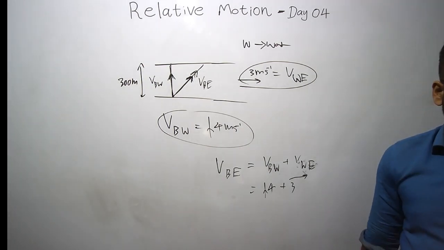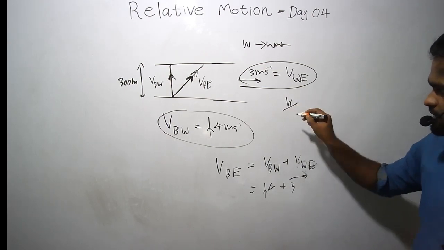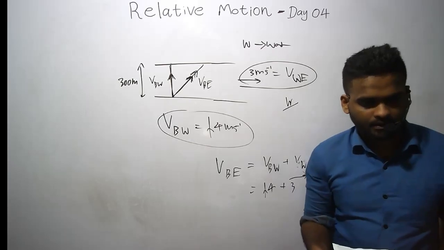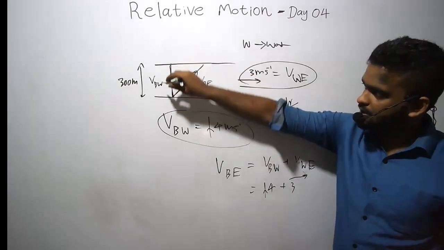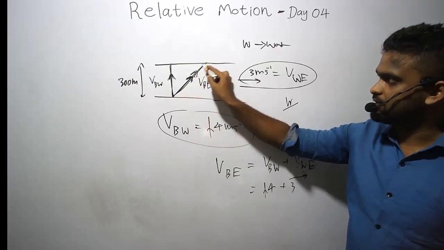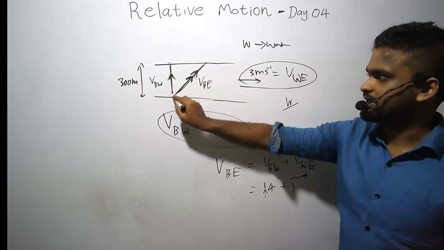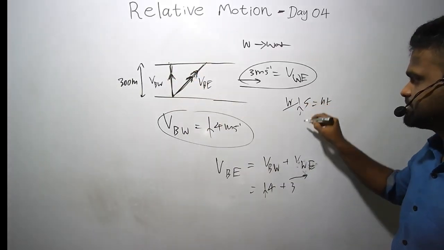Right. You can find this in W's frame as well. Okay, let's find the time. You know that when the boat is moves from here to here, this component also moves from here to here. So you can consider only this one to find the time. So you just apply S equals UT to this side.